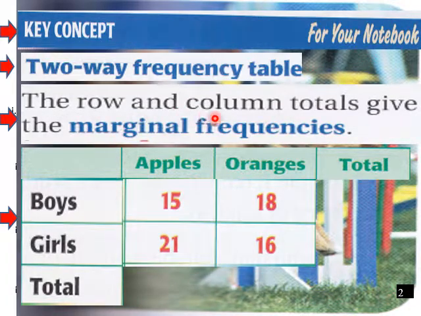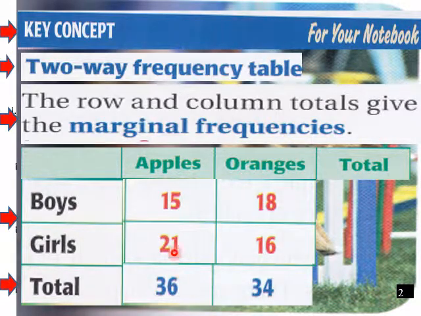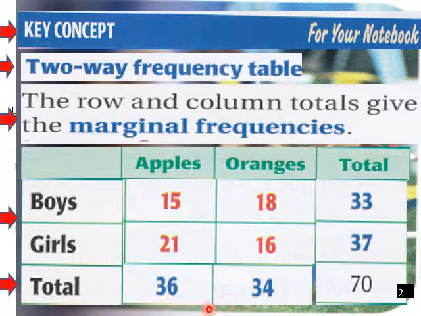And then the row and column totals give the marginal frequencies. So the row and column totals give the marginal frequencies here. So we've got 36 apples and 34 oranges. And then we have totals out here on the outside: 33 total apples and oranges for boys, and then 37 total for girls, and then the complete total will be 70. So data here, data here.